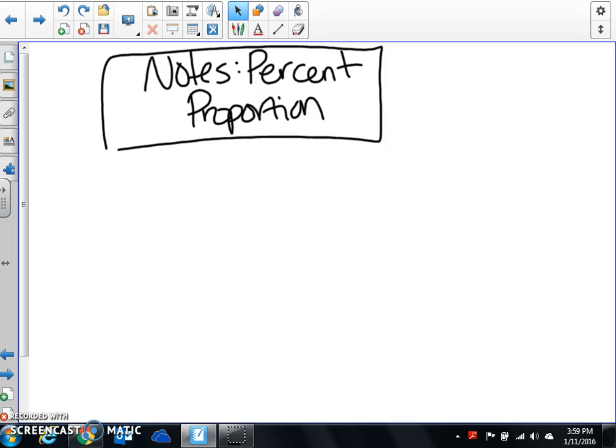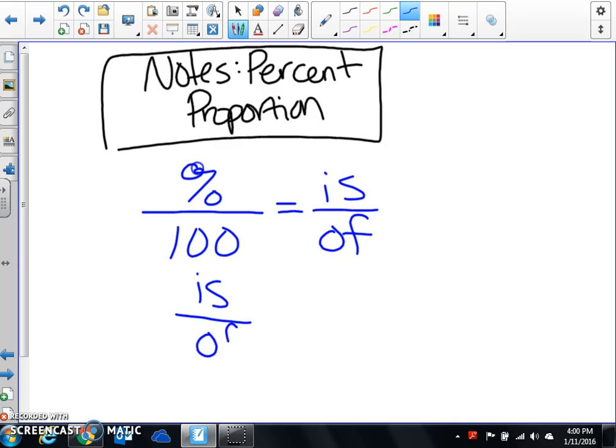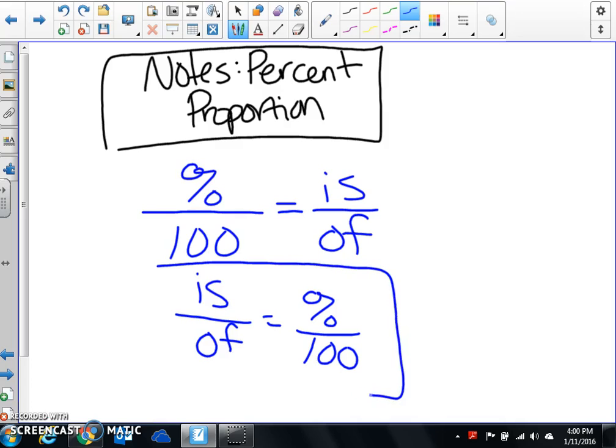Percent proportion in general, the formula we are going to use is percent over 100 equals is over of, or is over of equals percent over 100. Either way, this is the same thing. This is the formula we're going to use every single time. You write it on your paper, then you go about what they give you.